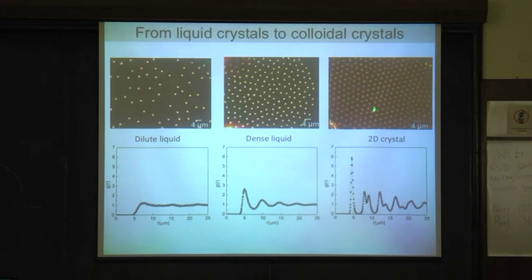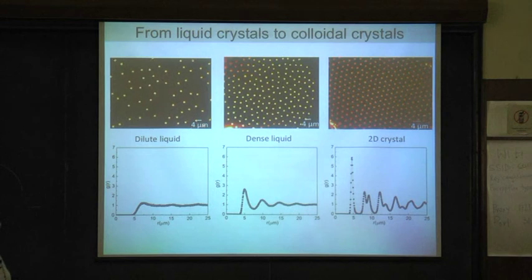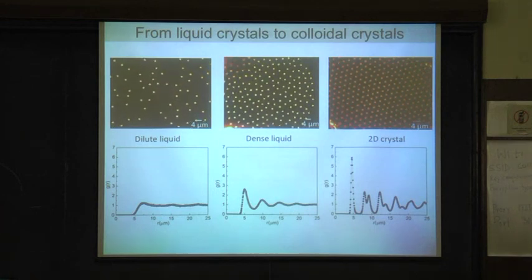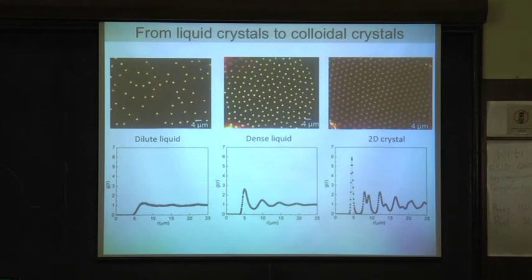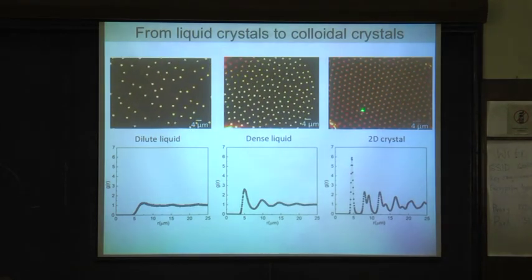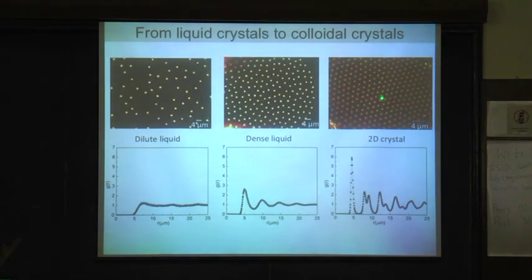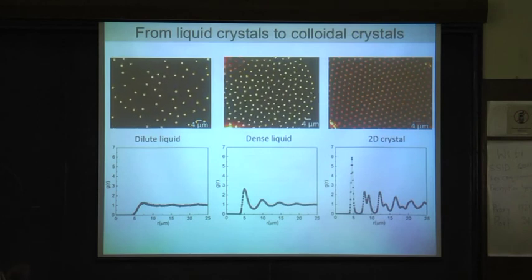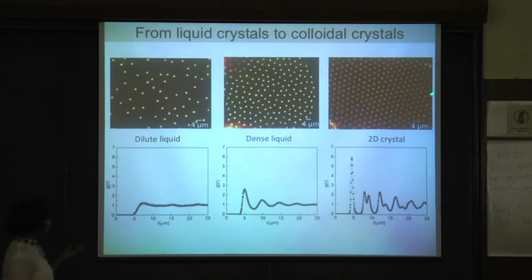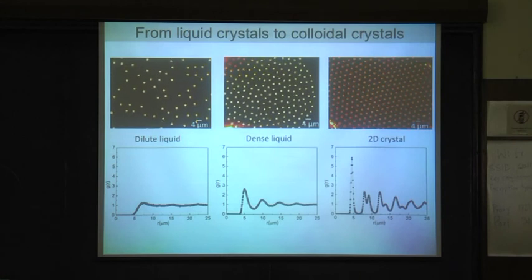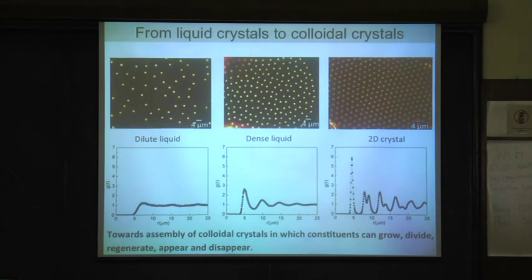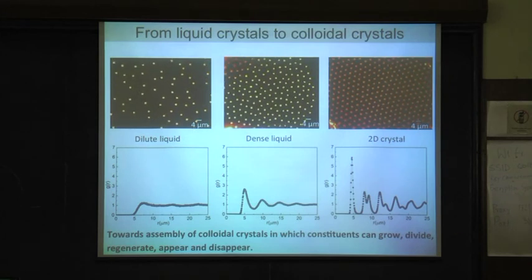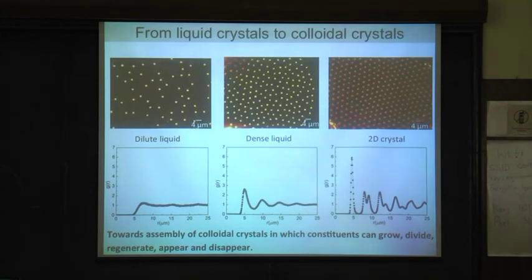And though in appearance this looks like a 2-dimensional colloidal crystal, it's actually a lot more in there, because it's a crystal where I can bleach each particle and let it recover. I can chop any particle at will and it will come back to its size. So it's a very soft crystal where its constituents can grow, divide, appear and disappear.